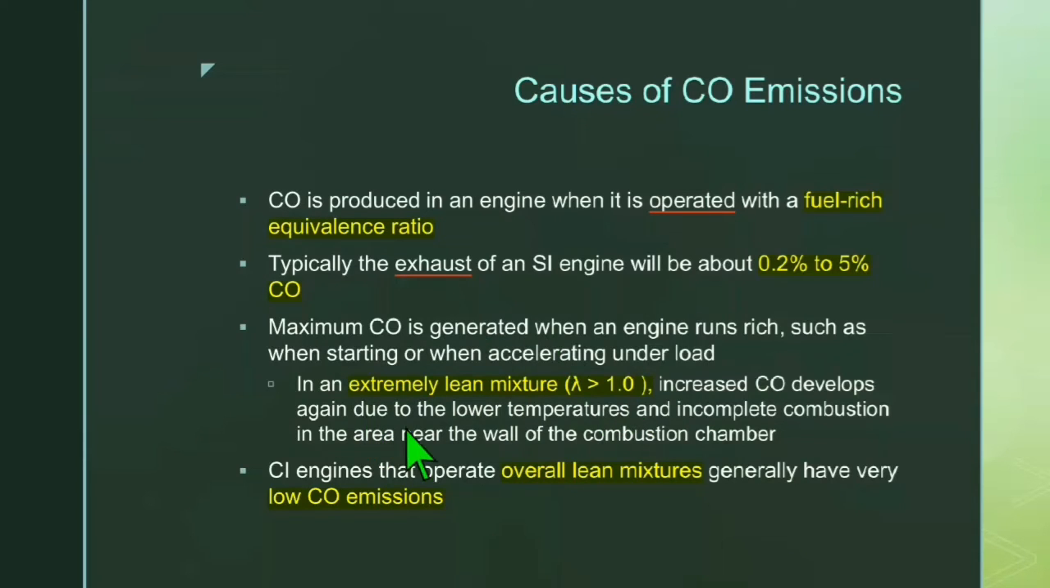With an extremely lean mixture, lambda greater than 1.0, increased carbon monoxide develops again due to the lower temperatures and incomplete combustion in the area near the wall of the combustion chamber. CI engines that operate over lean mixtures generally have very low carbon monoxide emissions.